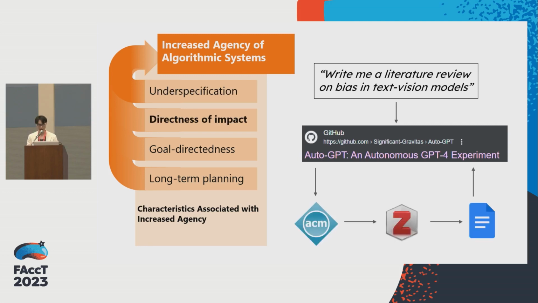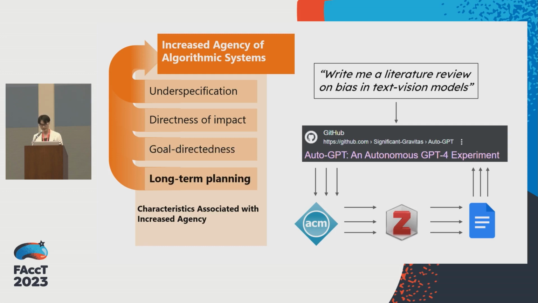The system would have a high directness of impact if it's able to integrate with things like your web browser, with Zotero, and with Google Docs. Already GPT-4 can interact with your web browser, so anything that you can do on your web browser, this system could also do. This system is also goal-directed to the extent that all you do is provide the goal: write me a literature review on bias in text vision models.